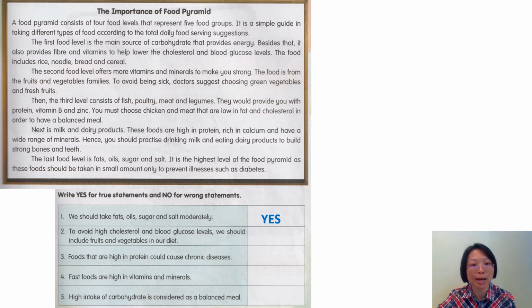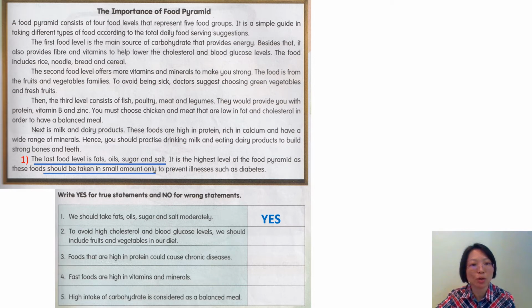How do we know that statement number 1 is yes, is a true statement? You can get the answer from the last paragraph of the passage here, which I numbered number 1. I underline the keywords here. The last food level is fat, oil, sugar, and salt, and should be taken in small amount only. So when we say small amount only, it means that we take it moderately.